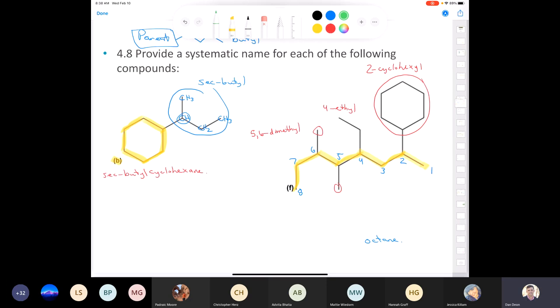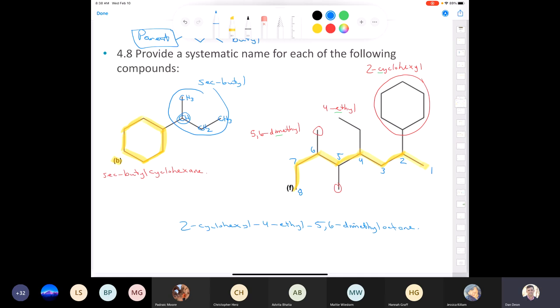We ignore all prefixes except iso, cyclo, and neo. So we're going to alphabetize according to the letter C for 2-cyclohexyl, the letter E for ethyl, and M for dimethyl, because we ignore that D. That's a prefix, right? So if we put all that together, I'm going to start over here. We have 2-cyclohexyl, 4-ethyl, 5,6, dang it, I'm still going to run out of room, dimethyl. I'll just move this out of the way here. There we go. And then octane, since our parent has 8 carbons.